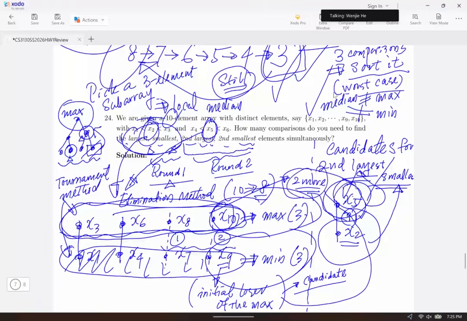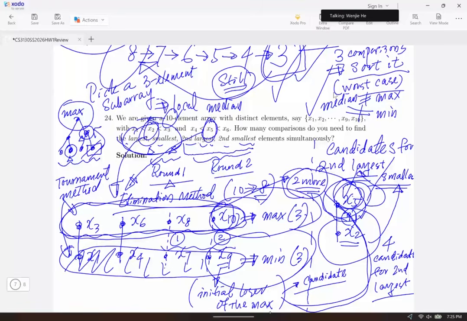So we should put this element into the candidate group. So 2 more plus X5, then plus 1 from the losers group. So you will see there are 4 candidates for second largest. 4 candidates. That's the maximum number of candidates we can explore. We dig out the maximum number of candidates. No more than 4.